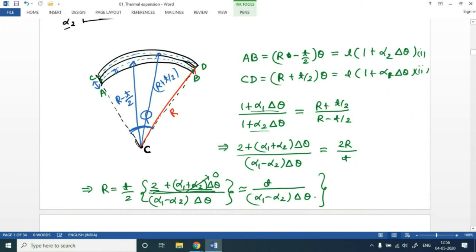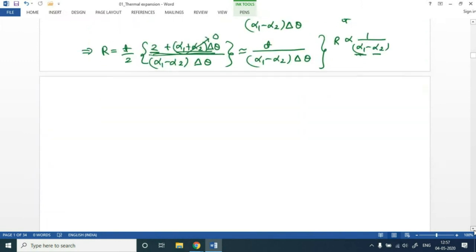The main thing to notice in this expression is that the radius of curvature here is inversely proportional to alpha 1 minus alpha 2. Obviously it is also inversely proportional to delta theta, you should realize. But for example, if alpha 1 and alpha 2 were the same, this expression would tend to infinity, so there will be no bending of this bimetallic strip. That thing you should realize. Okay, this was the famous problem of the bimetallic strip.